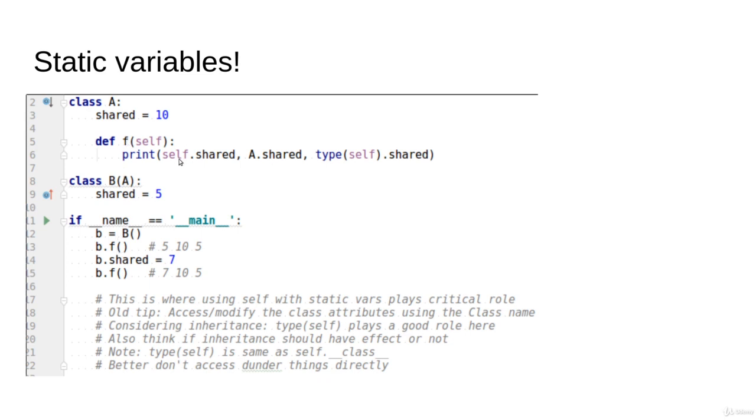Now let's go here. The first thing is self.shared. What is self? Self is b. So self.shared for b is 5. Be careful, what is self? The second one, a.shared. This is very direct. This is a, so a.shared is 10.